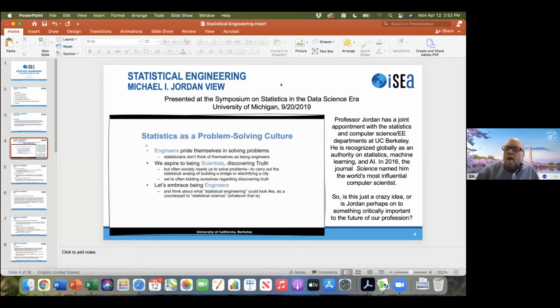And so what Jordan is calling on people to do, those that are applying statistics, is to embrace being an engineer when using statistics, as opposed to just a pure scientist, and think about statistical engineering as a counterpart to what we've traditionally viewed, which is statistical science. Personally, I think by viewing statistics from an engineering lens or an engineering viewpoint, it starts to look a lot more like other forms of engineering and less like a separate discipline that may or may not apply to engineering.